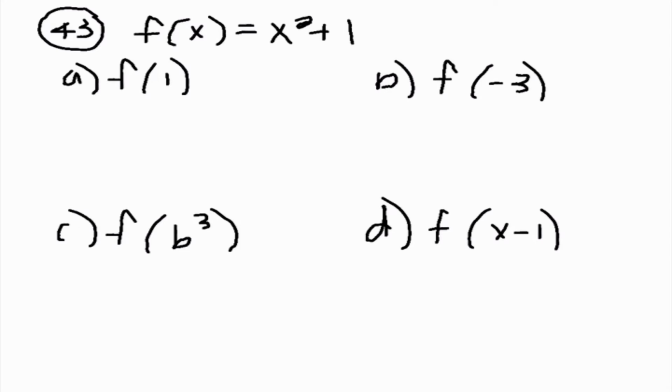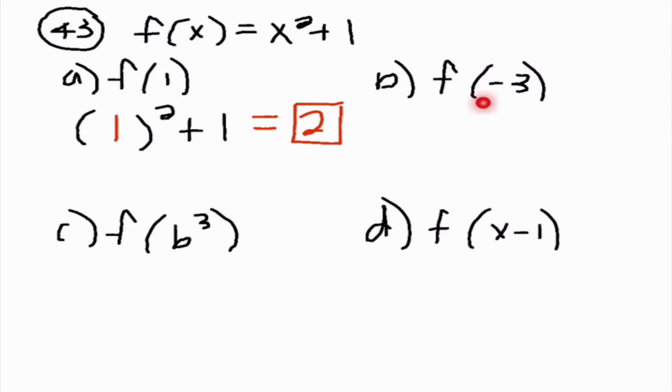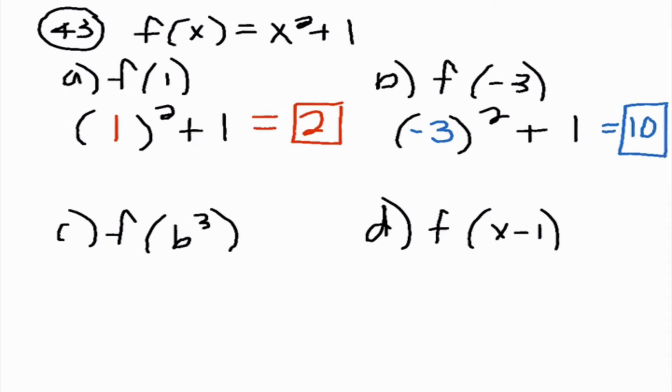The next section deals with evaluating functions. So remember, this is our input. So if I have an equation, whatever is inside our parentheses is what we're substituting in for x. So A says f of 1, so I'm going to write 1 squared plus 1, which is 2. For part B, this time we're putting negative 3 into x. So I would have the quantity negative 3 squared plus 1, which ends up being 10. So the whole idea here is whatever's in the parentheses is what I'm substituting in for x.